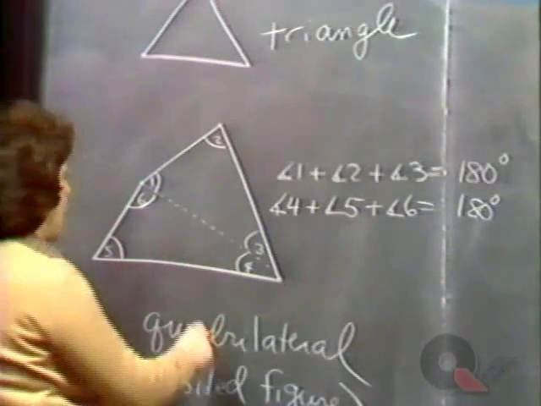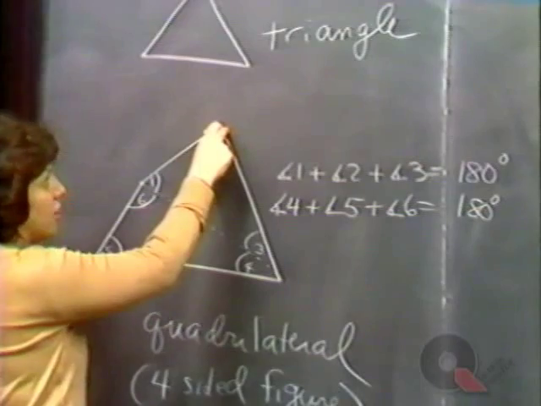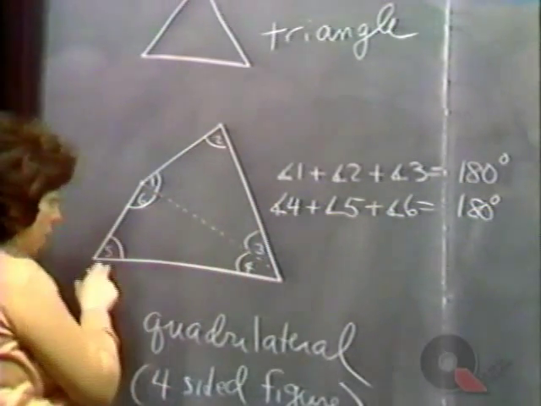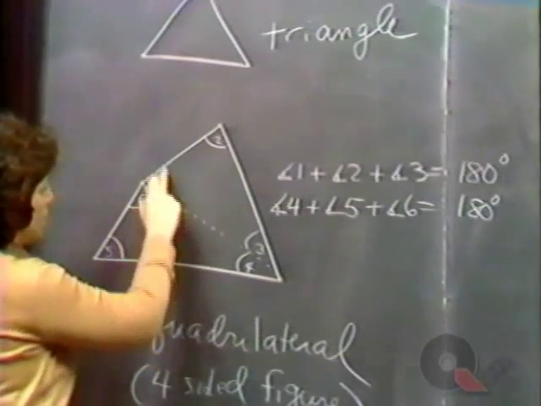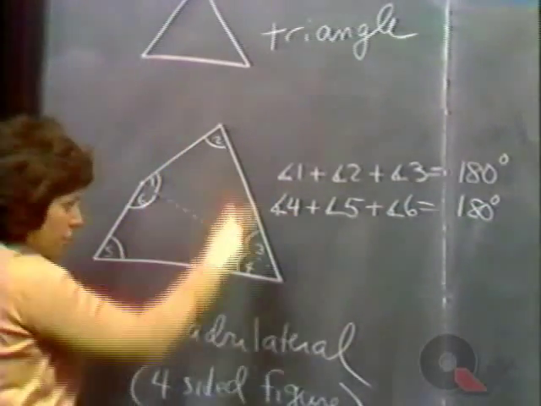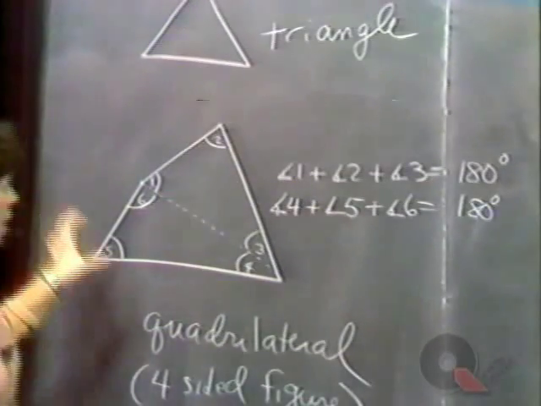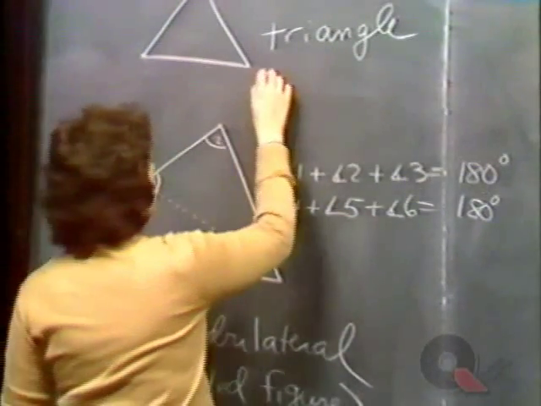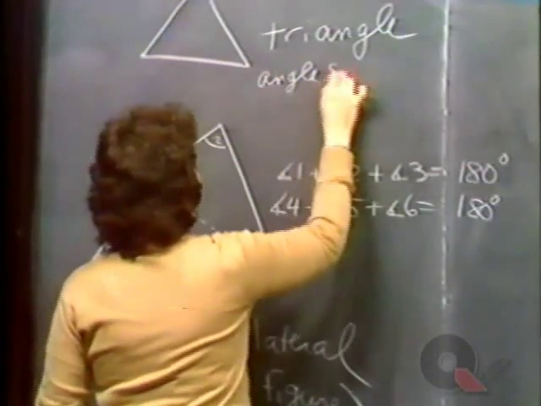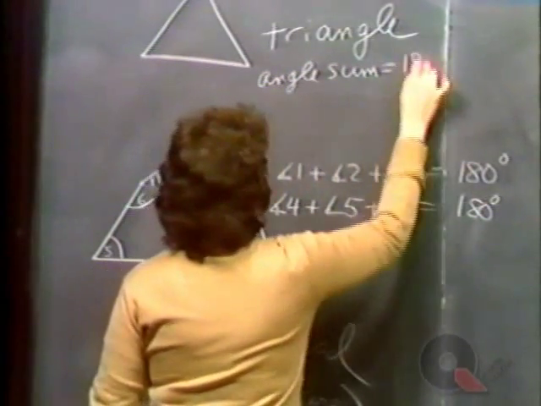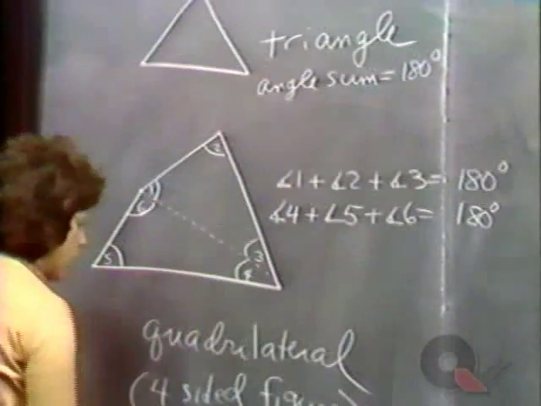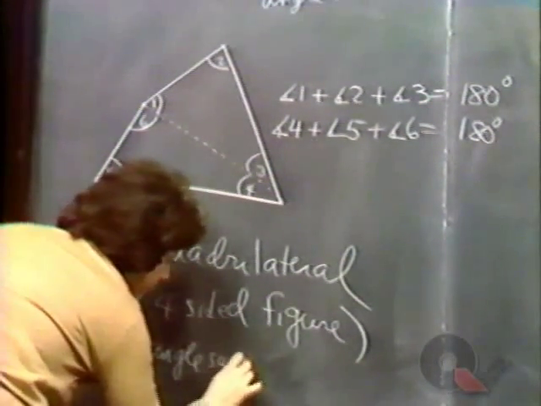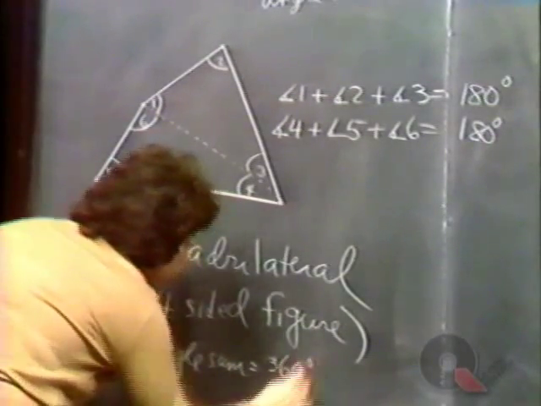And you will notice that angle 2 is this angle of the quadrilateral, 3 and 4 compose this angle 5 for this vertex here, and angle 6 and 1 give us this angle here. For the four angles of the quadrilateral, they add up to 360 degrees. Okay, so for a triangle, the angle sum is 180 degrees, and for a quadrilateral, a four-sided figure, the angle sum is 360 degrees.